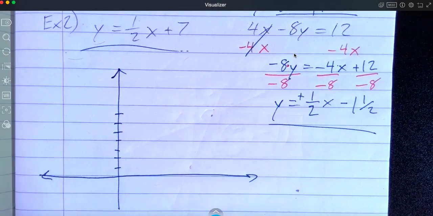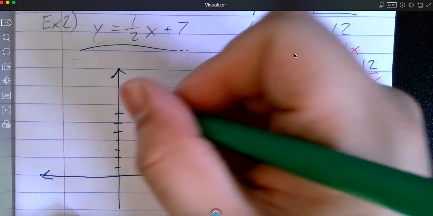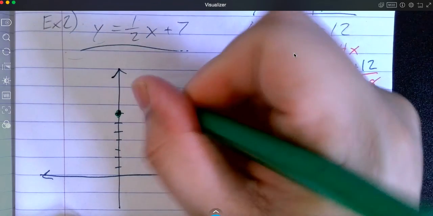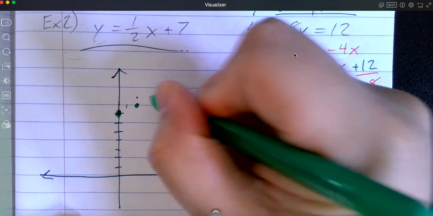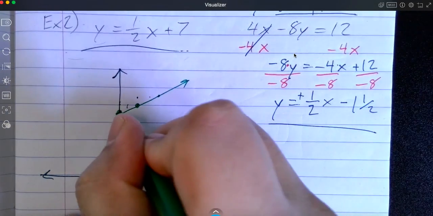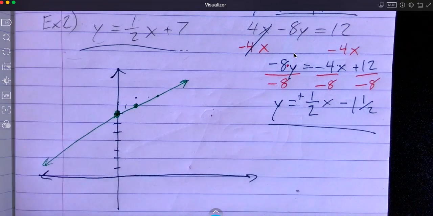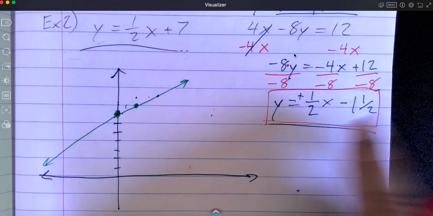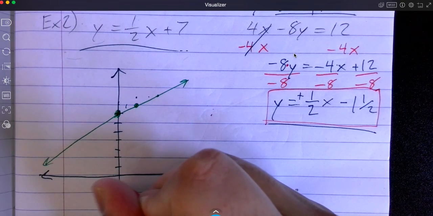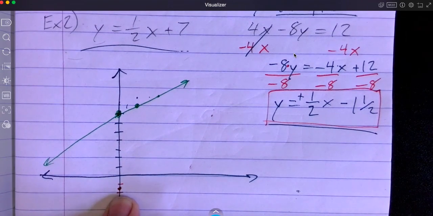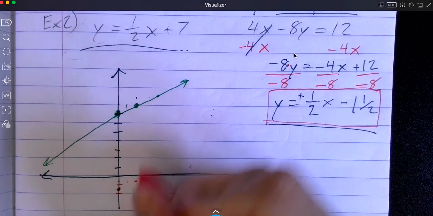I'm going to start with this one. Positive 7. Up 1 over 2. Up 1 over 2. Up 1 over 2. My line looks like that. It's probably going to be that way somewhere. Okay, this one, the one I was solving for here, is starting at negative 1.5. So negative 1, negative 2, in between these two. In between. Up 1 over 2. Wait a minute. Up 1 over 2. Oh, they have the same slope.